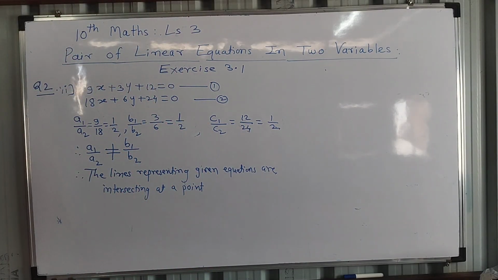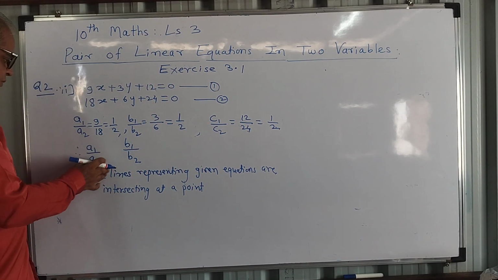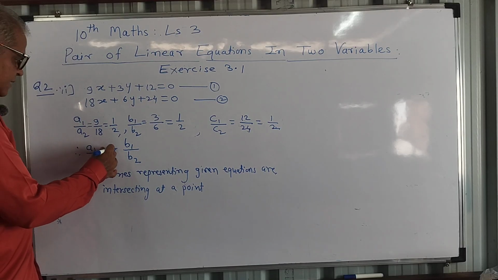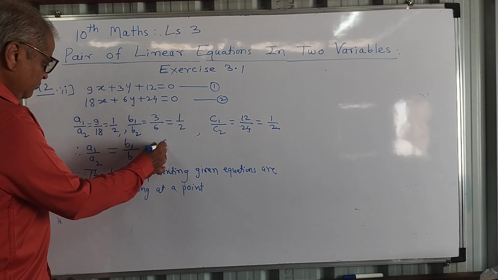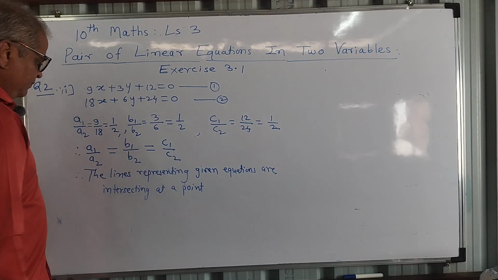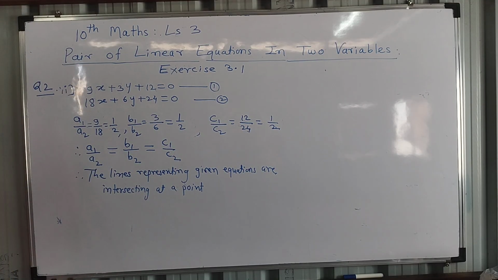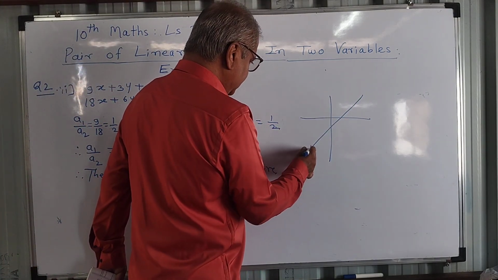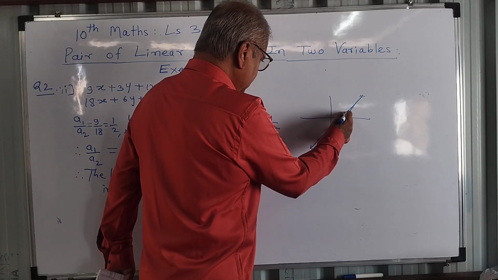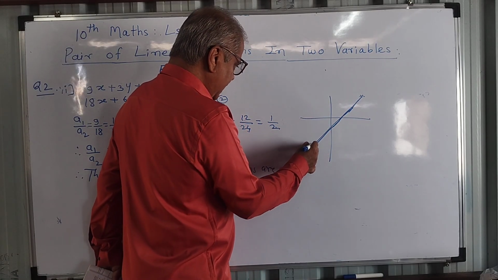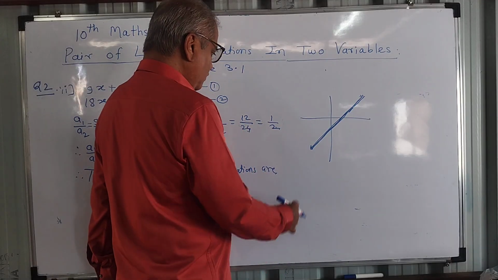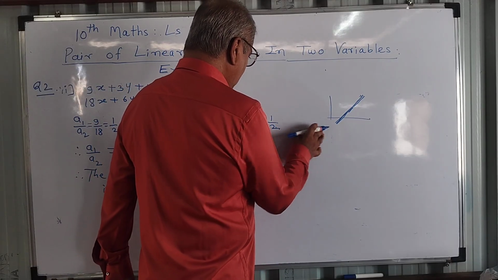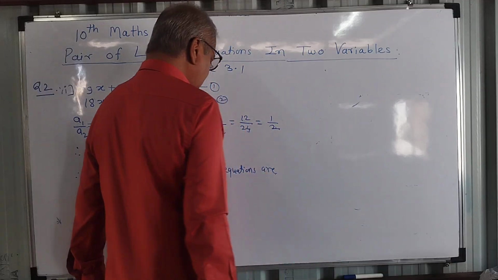So if we look at each ratio, we will come to know that A1 upon A2 is equals to B1 upon B2 is equals to C1 upon C2. All ratios are equal. That means these equations will have graphs which are coincident. You will see two lines one on top of the other. Suppose we draw the graph, if this line will be like this, then another line will also be on the same line. So such lines are called coincident. So graphs or lines of these equations are coincident.